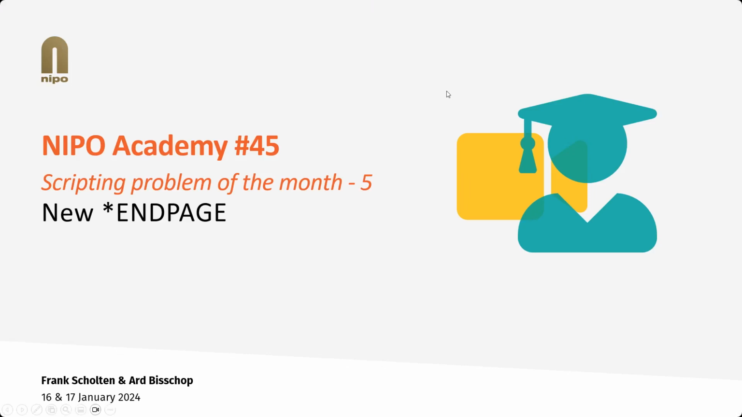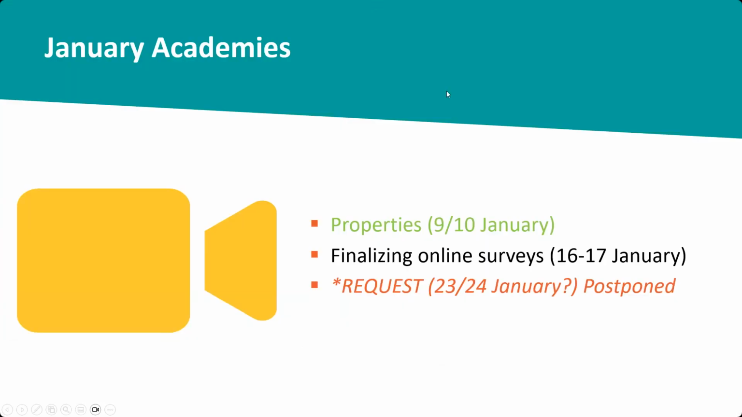As we talked about last week, we had 3 academies planned. One about property, that was the one of last week. We've done that. One about finalizing online surveys, that is this one. And the third one about the request command.